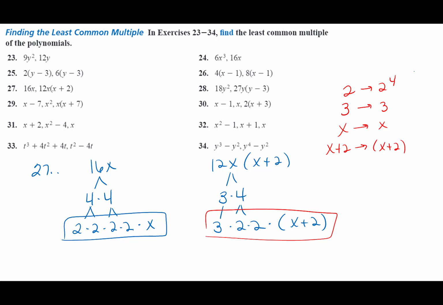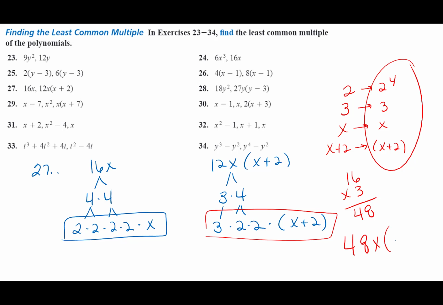Okay, now we'll multiply these together. We know 2 to the 4th is 16. 16 times 3 is 48. And so the least common multiple of these two numbers is 48x times the binomial x plus 2.